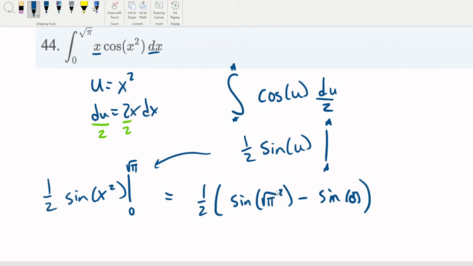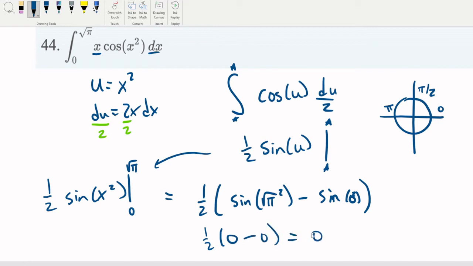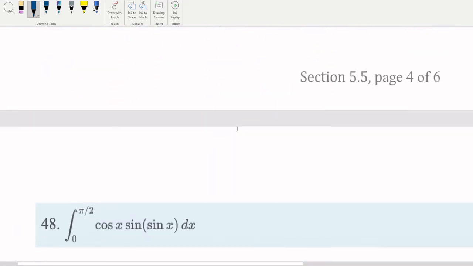So remember, sine pi, draw your little circle. Here's 0, pi over 2, here's pi. All right, well, sine of pi is 0. Sine of 0 is 0, and we get 0. All right, so there you go. All right, next one.